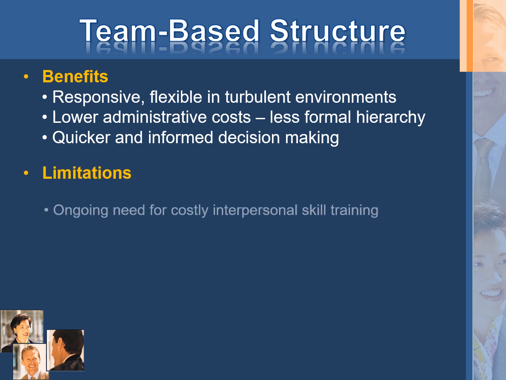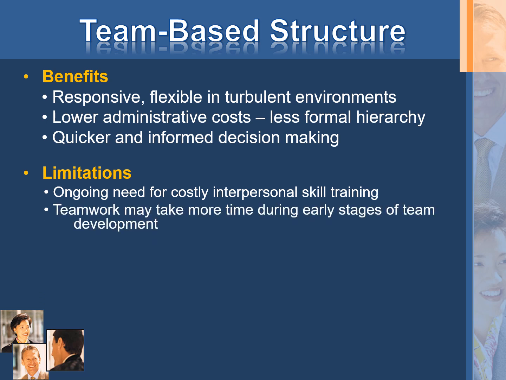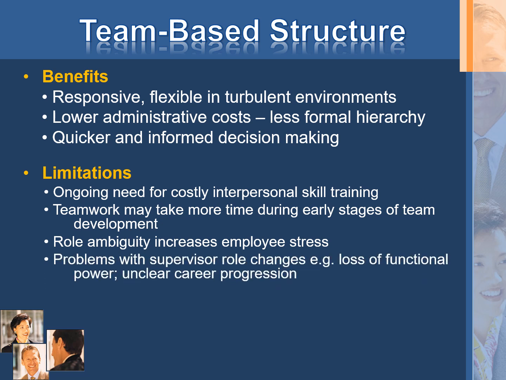But the limitations are an ongoing need for costly interpersonal skill training. Teamwork may take more time during early stages of team development. Role ambiguity increases employee stress, so make sure each team has a clearly defined leader. Problems with supervision role changes, that is, for instance, loss of functional power or unclear career progression. And duplication of resources across teams.